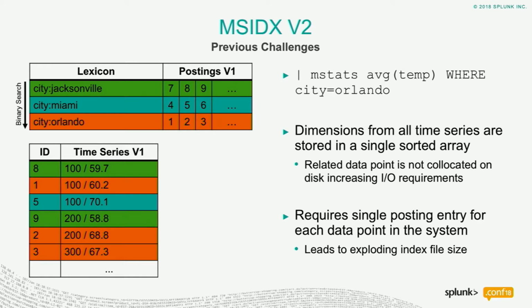First, we do a binary search through the lexicon until we arrive at Orlando. This grants us our posting values, which we can then use to look up the metrics that we're interested in. While this works, there are inherently a couple flaws at play here. One, since our time series is just one large array, data that is alike is usually not co-located on disk, increasing the needs for our I/O. You can see the orange results that we're interested in probably aren't going to be in the same platter, so we'll have to do more seeks to find them.